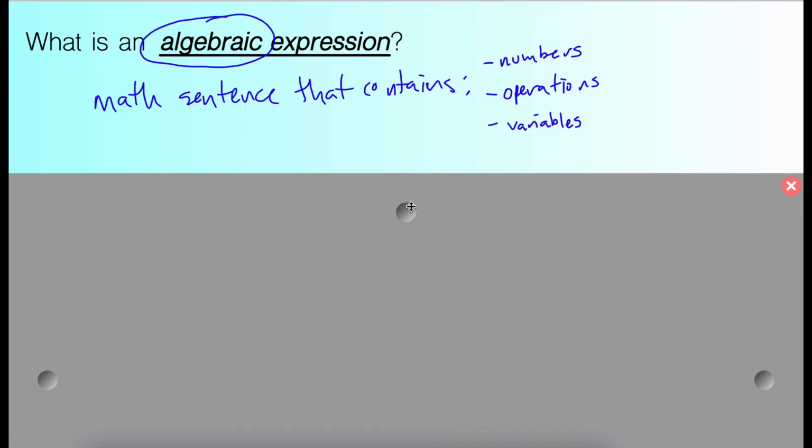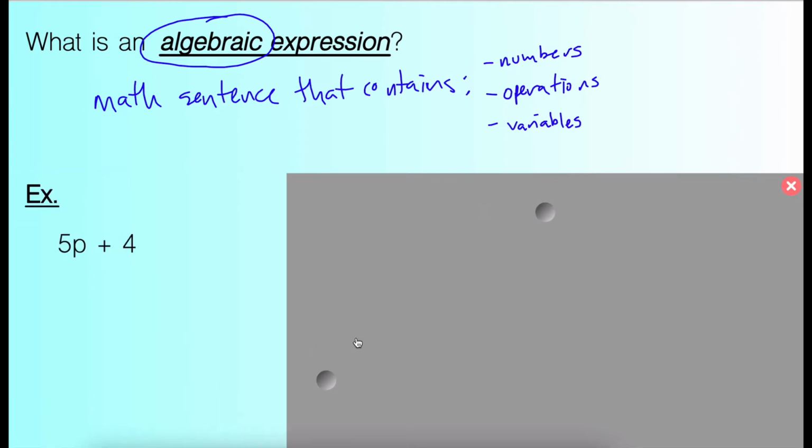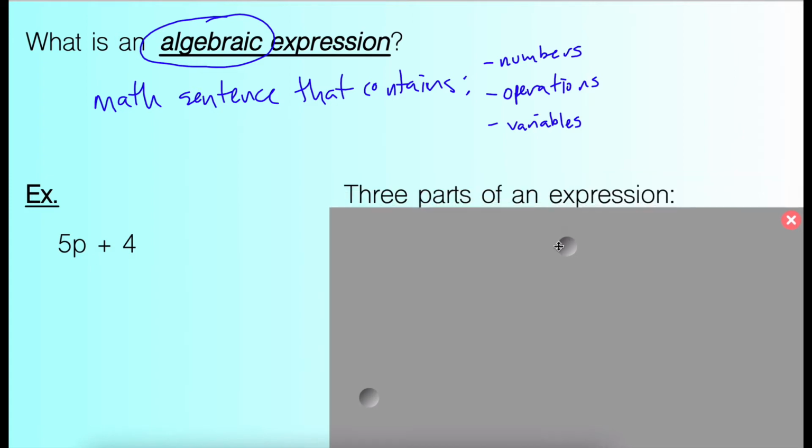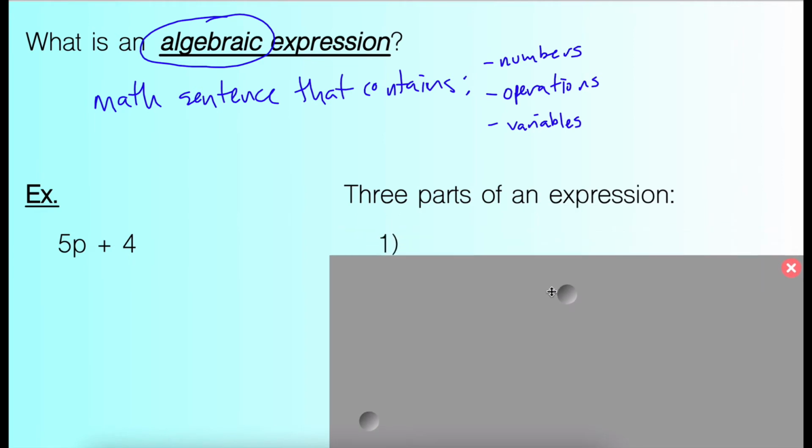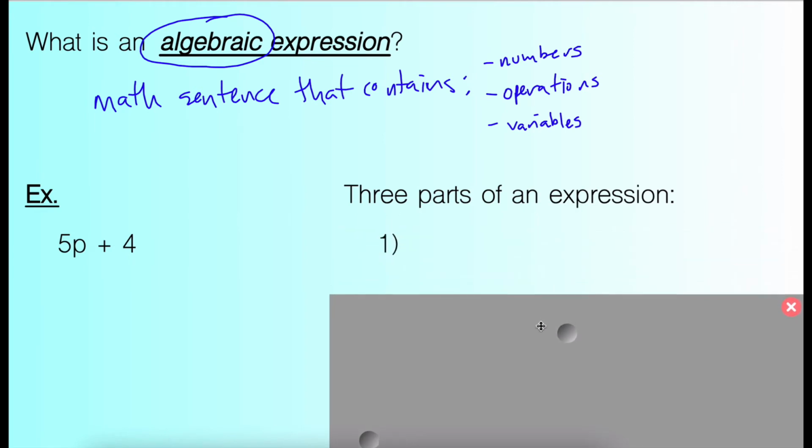So when we're talking about an algebraic expression, we're talking about something like this, 5p plus 4, something you've generally seen. We've got numbers, we've got an operation. The thing that you might not be as familiar with is having a letter, and that is what a variable is. So let's go into some more deeper vocab related to this lesson. And those are the three main parts in any expression. So let's first start with variables.